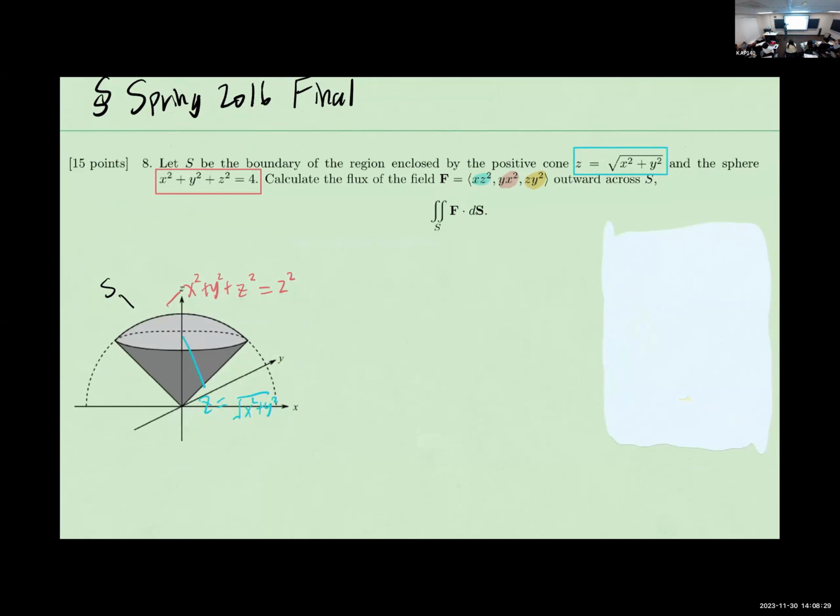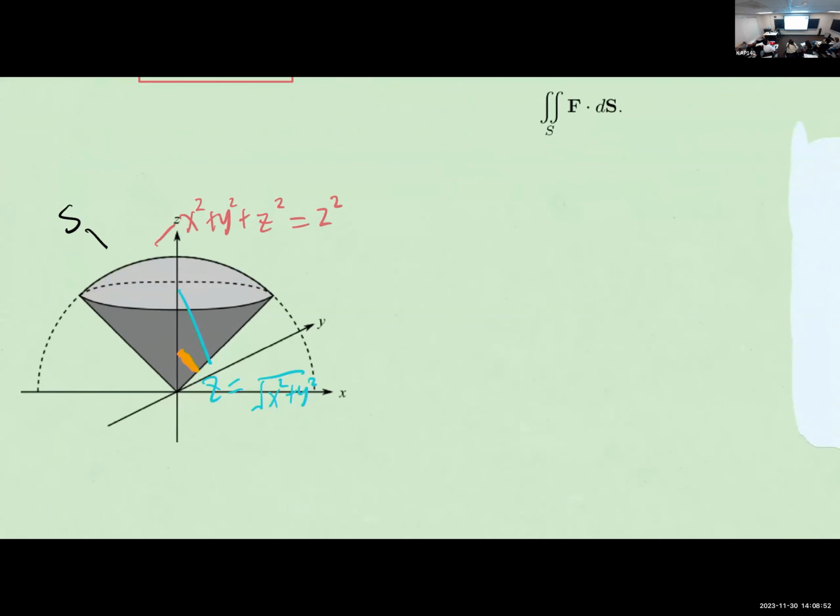So the top spherical shell is x squared plus y squared plus z squared equals 2 squared. 4 is 2 squared. So what is the radius of this sphere? It's 2, right? And this is the conic surface. So can you tell me what this angle is? Is that 90 degrees? 45. Very good. This is 45 degrees.